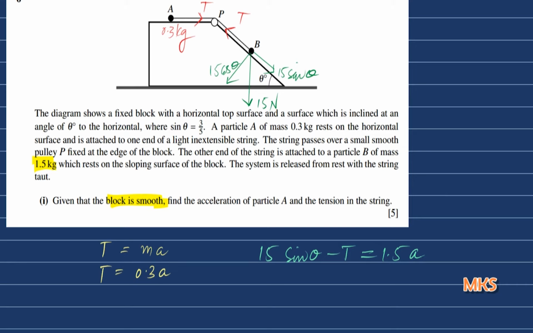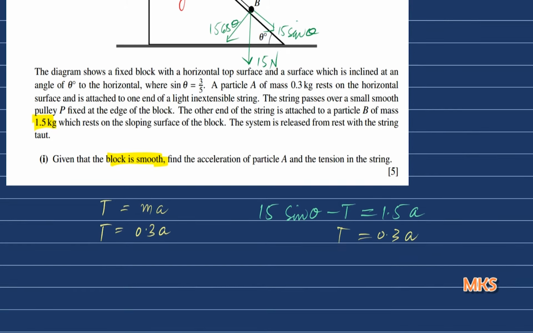So solving them simultaneously, T is equal to 0.3a. It's easy to add these two equations, which will cancel T, and we will be left with 15 sine theta is equal to 1.8a. And the value of sine theta is given, so 15 times 3 over 5.